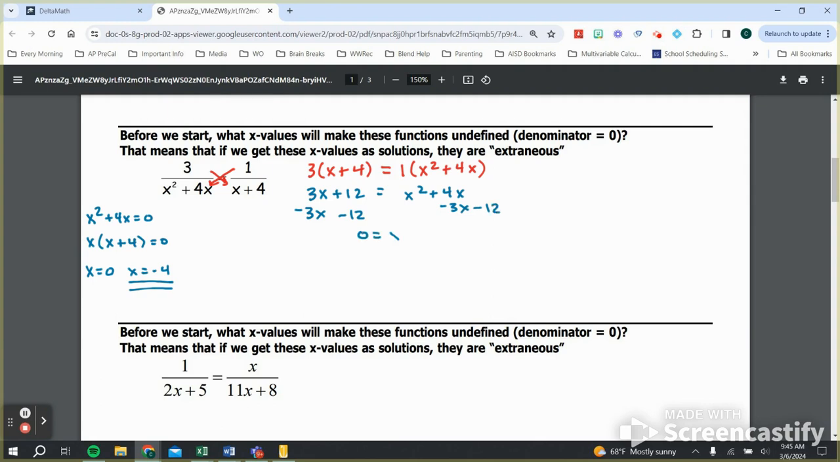We get 0 equals x squared plus x minus 12. So when I factor this, I want factors of negative 12 that add up to 1. So I know I'm going to be using a positive 4 and a negative 3. So now when I set each of my factors equal to 0, I get a negative 4 and a positive 3. Well, looking over at my zeros that make my equation undefined, I see that we have a matching one. x equals negative 4. That means this is not possible. That is an extraneous solution.